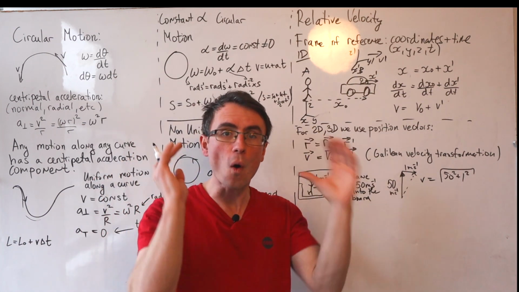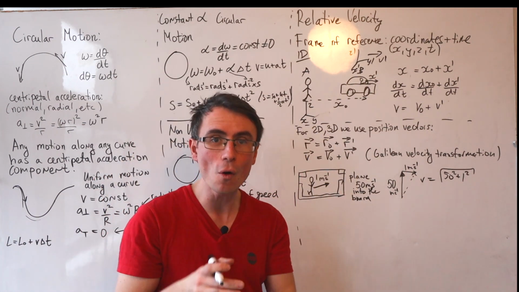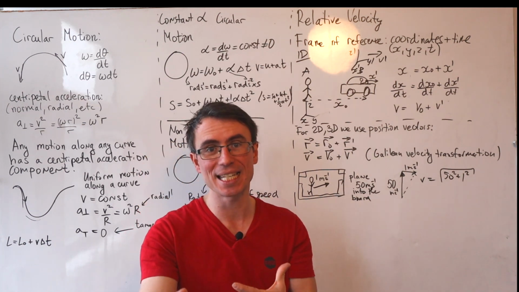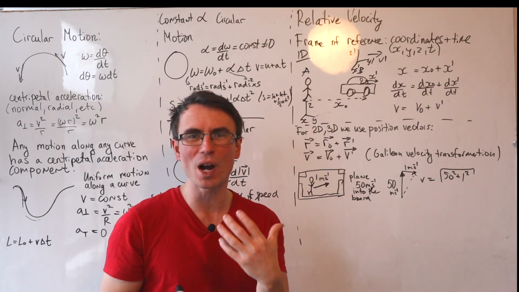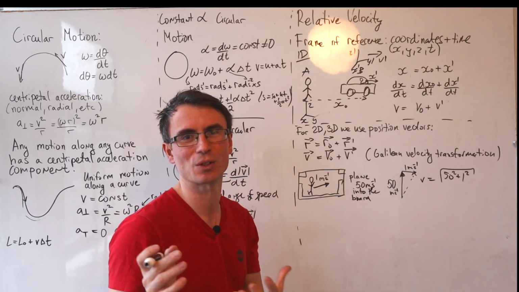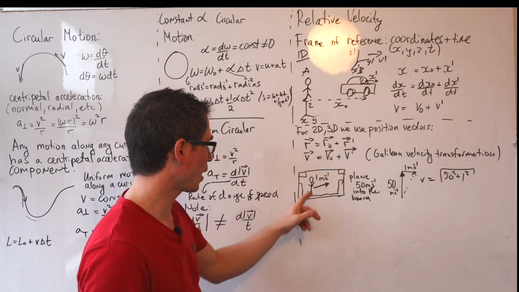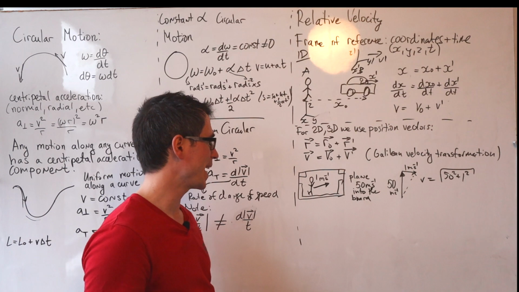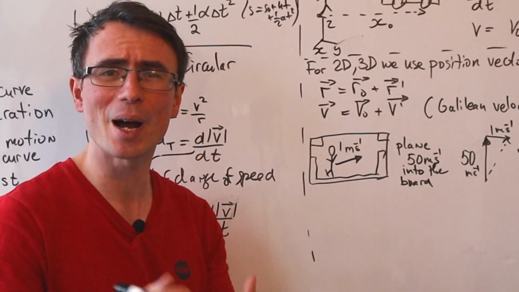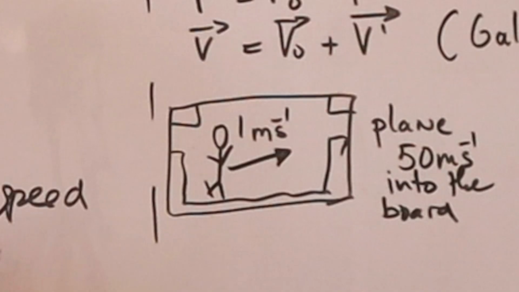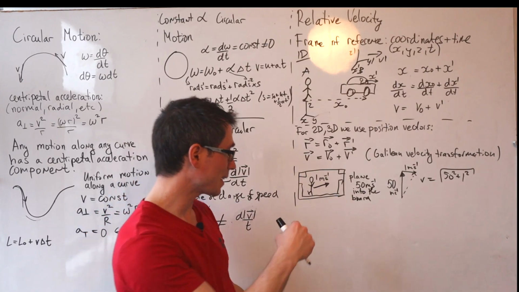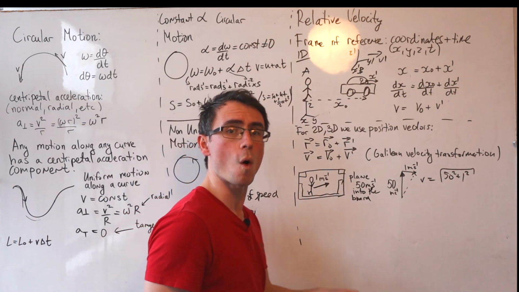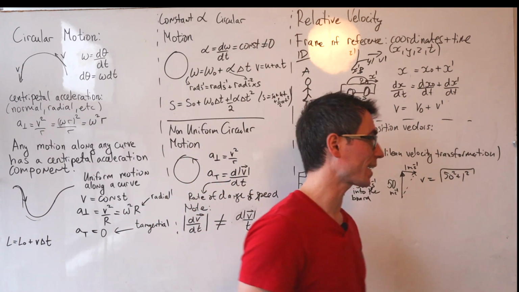We can apply all of the standard laws that we know for adding or subtracting vectors in 3D space, and this is often where we might find little mathsy tricks to deal with. Classic example, if we have a person on a plane, imagine that this here is the inside of the plane. Take a moment to appreciate my work of art here. The plane is going, let's say, into the board at 50 meters per second. The person is walking at 1 meter per second.